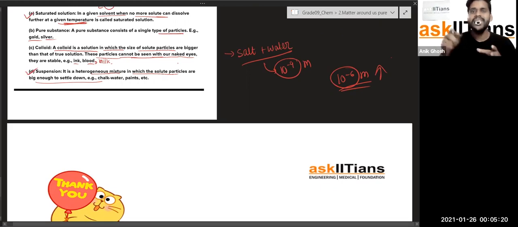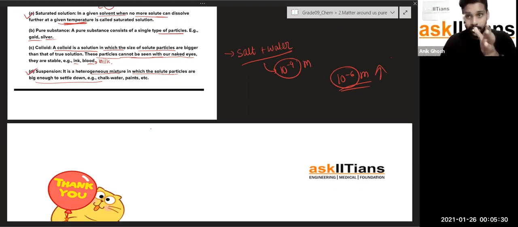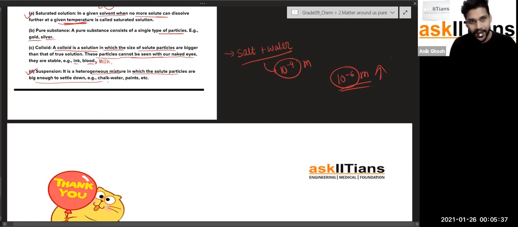Like when you mix some milk in water, what you get is a colloidal solution. And suspension is when you mix mud in water. If you just keep it for a moment, what would happen? It would get sedimented down because the particle size is so big that it cannot stay dissolved anymore. Fine, like chalk water, paints, and muddy water, you can see as well.